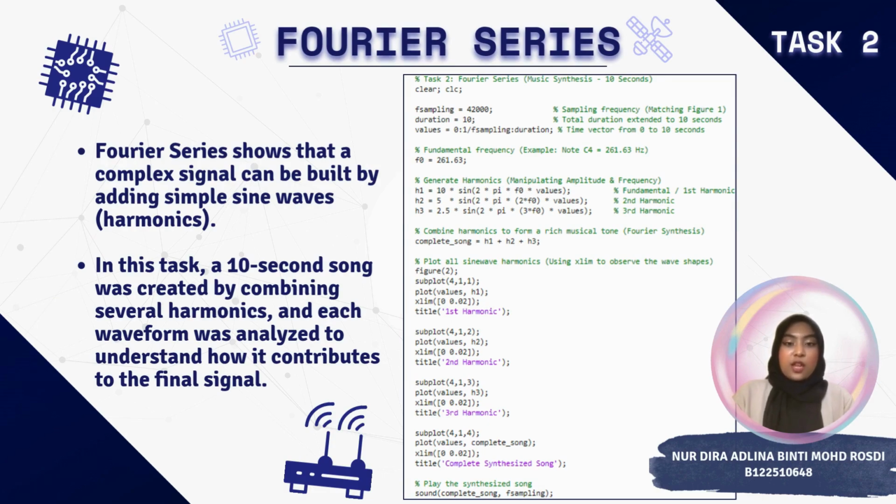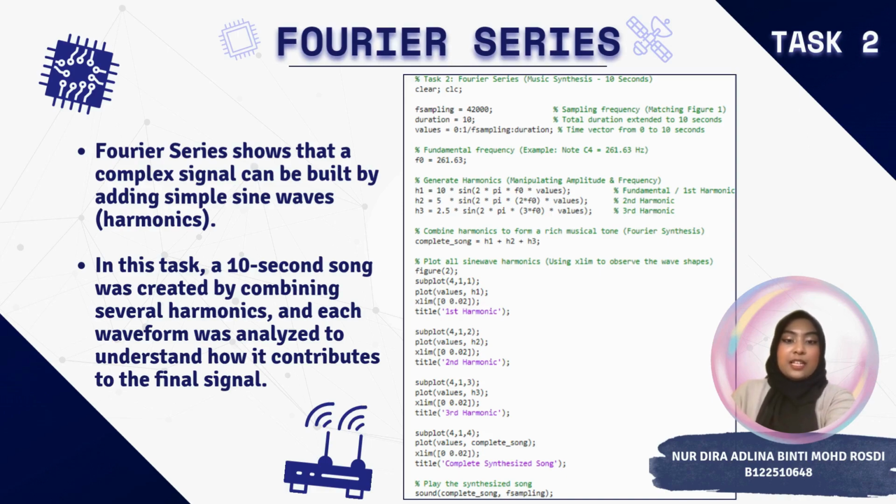Today I want to explain about task 2, Fourier series. Fourier series shows that a complex signal can be built by adding simple sine waves, which are harmonics. In this task, a 10-second song was created by combining several harmonics, and each waveform was analyzed to understand how it contributes to the final signal.